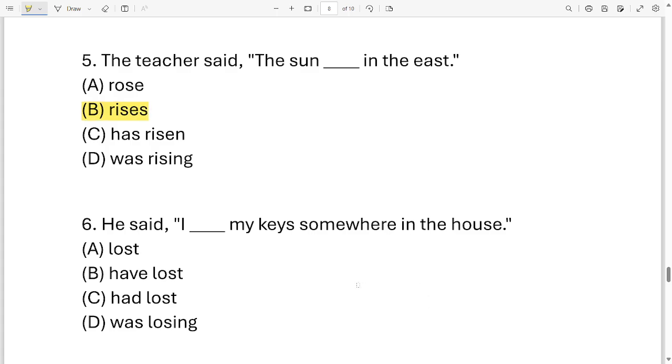Next sentence. He said, I dash my keys somewhere in the house. Options to fill in this blank are lost, have lost, had lost, was losing. These are the four options. Which one of them is correct? It is option B. He said, I have lost the keys somewhere in the house.